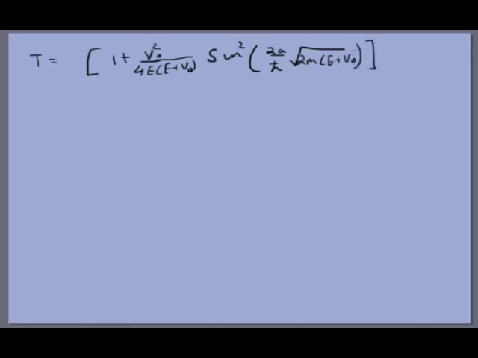The transmission coefficient comes out to be 1 plus V naught squared by 4E times E plus V naught, multiplied by sine squared of 2a by h root of 2m times E plus V naught, whole to the power of minus 1. And the reflection coefficient is simply 1 minus the transmission coefficient.